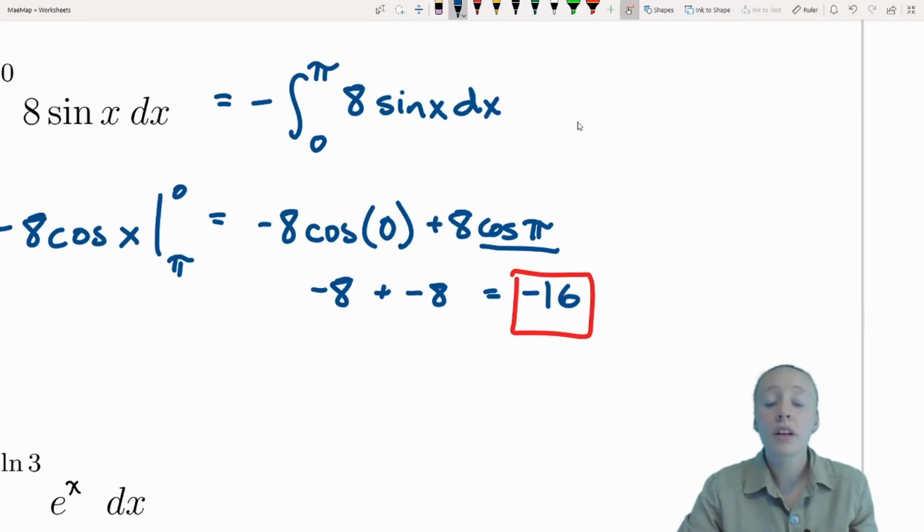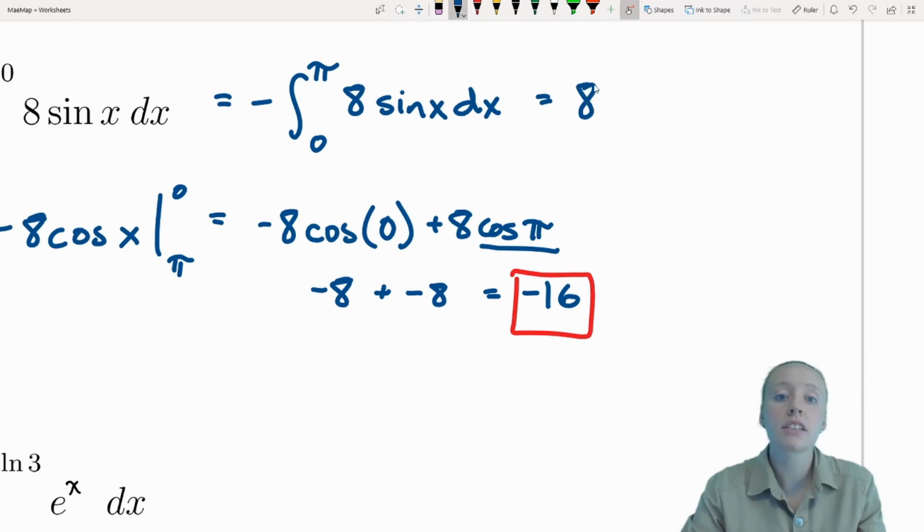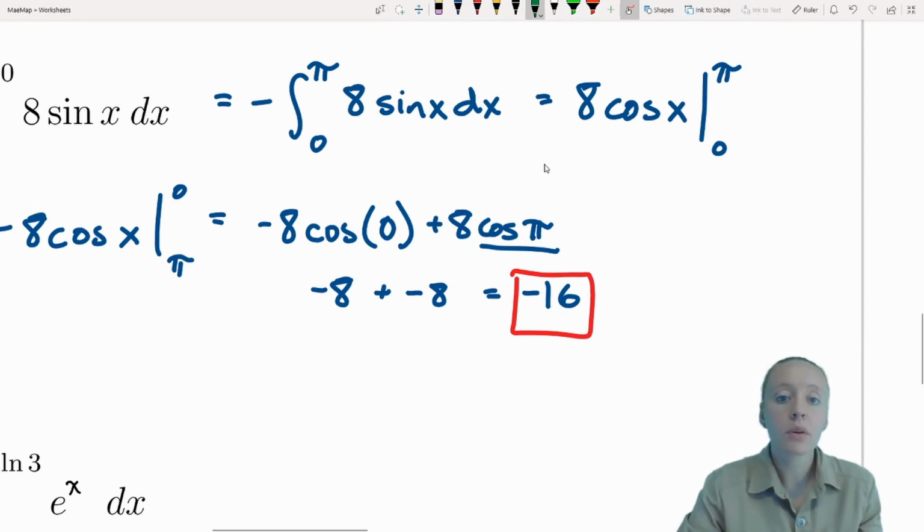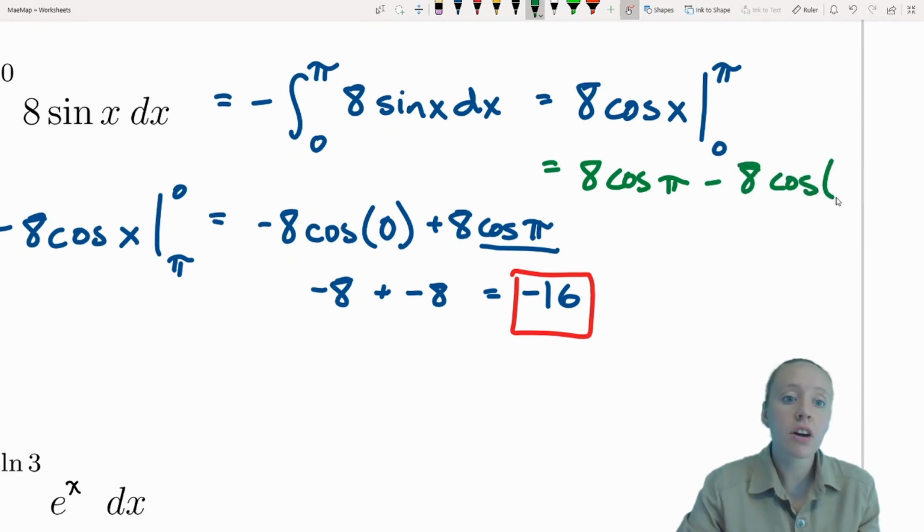Well, we know how to integrate 8 sine of x. That was negative 8 cosine of x. But I have a negative out in front, so a negative out in front of a negative 8 cosine of x is going to leave me with a positive 8 cosine of x, and I'm evaluating that from 0 to pi. Now when I plug in my bounds, I'll get 8 cosine of pi minus 8 cosine of 0.